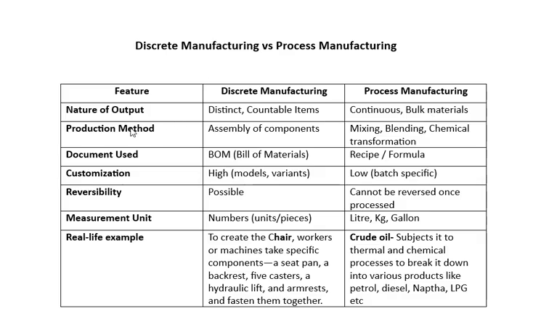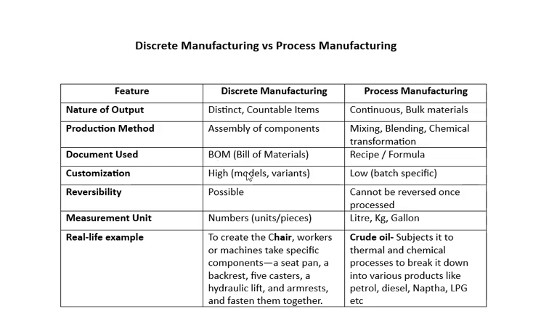Second feature is production method, assembly of components. In discrete manufacturing, we generally assemble different components to get the final product. In process manufacturing, the production method followed is mixing, blending, or chemical transformation, or it can be other method also. Document used in discrete manufacturing is bill of materials, which generally called BOM, and in process manufacturing the document used is recipe or a formula.